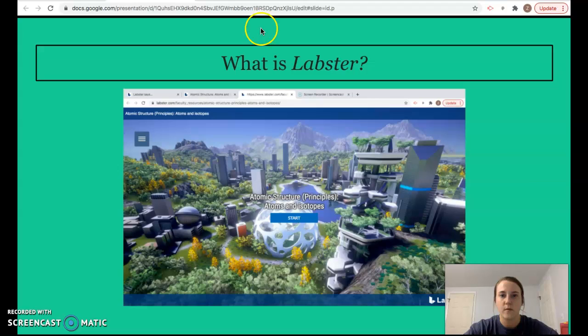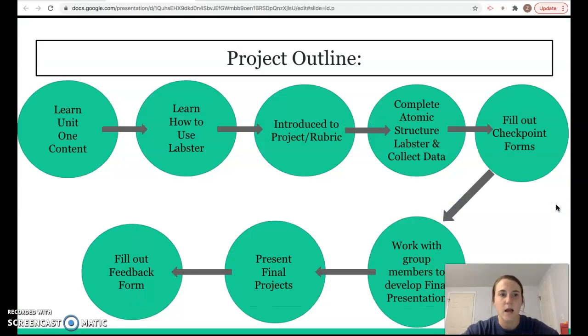How this project is outlined, I have them first learning the content, then, like I said, they're learning how to use Lobster. Then I would give them the rubric for how they're going to be graded on this particular project. Then they will actually complete the Lobster activity and collect the data that they need. While they're going through the simulation, they'll be filling out checkpoint forms to guide their learning. Although the simulation guides it for them and asks them questions, because I'm using this to aid in their final project, I want to make sure they're checking their knowledge outside of just the simulation and collecting data instead of just going through it.